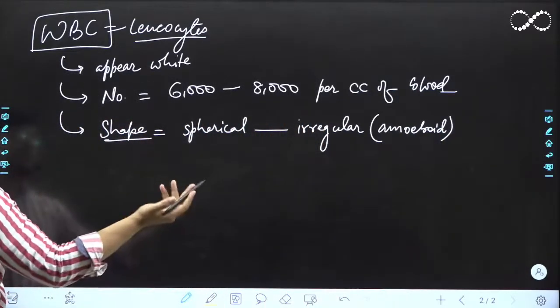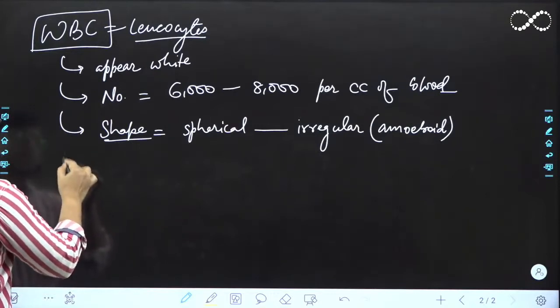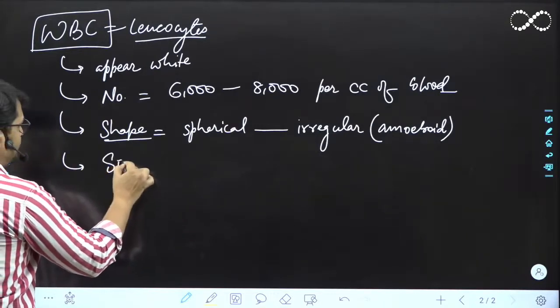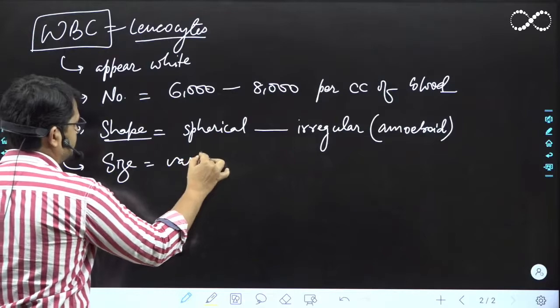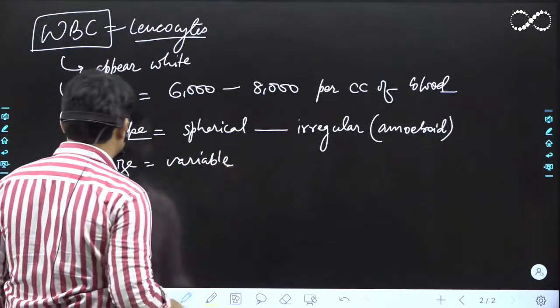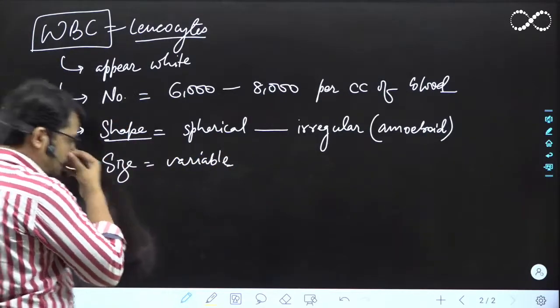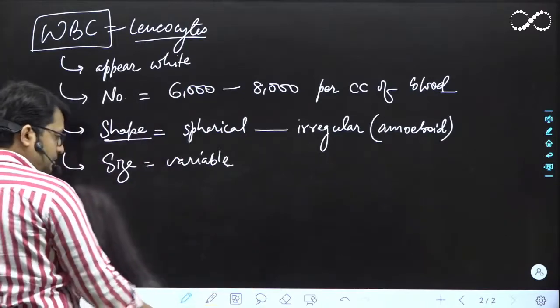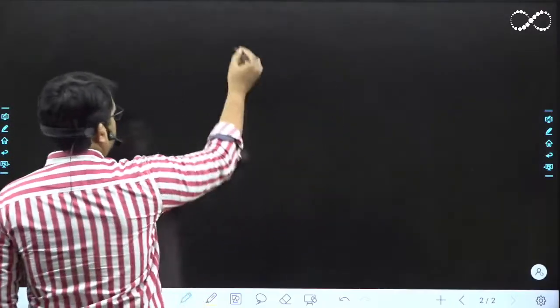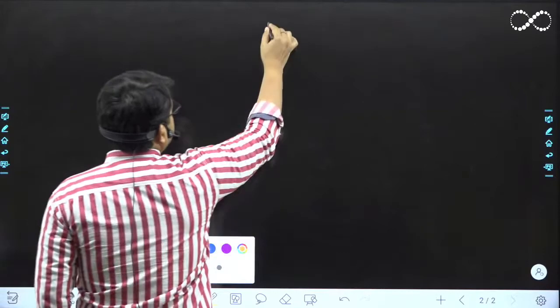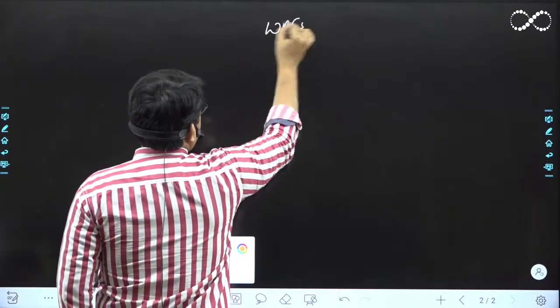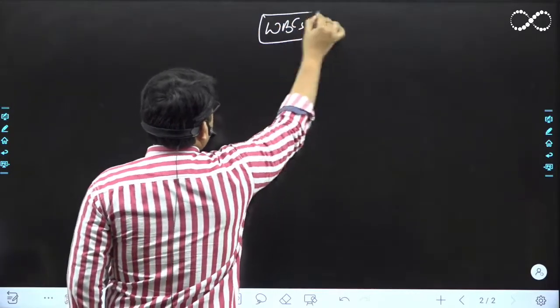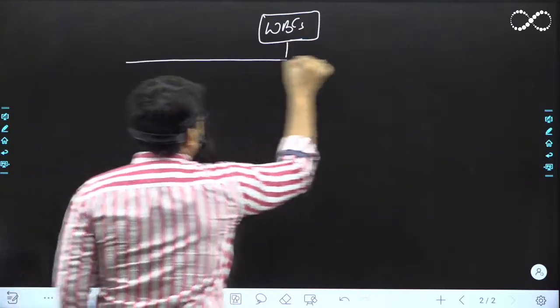Color, number, shape, size, if we talk about these, that is also variable. Okay, let's look at different types of WBCs. These things will be clear then. So if we are looking at the WBCs, WBCs can be of different types.